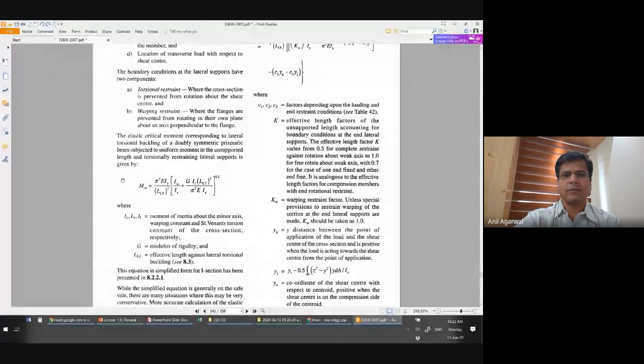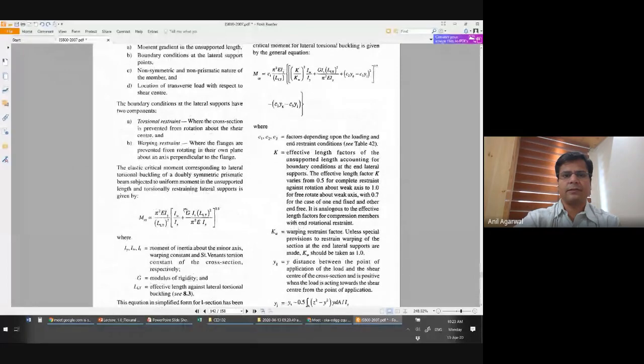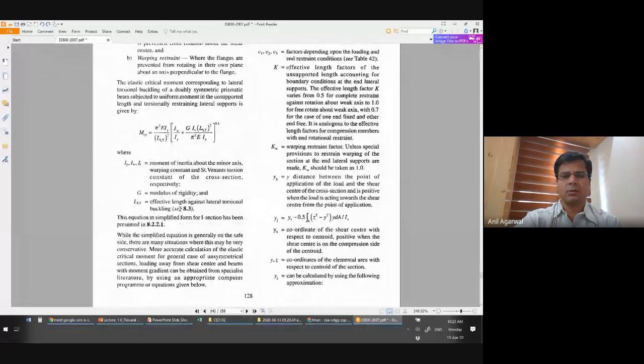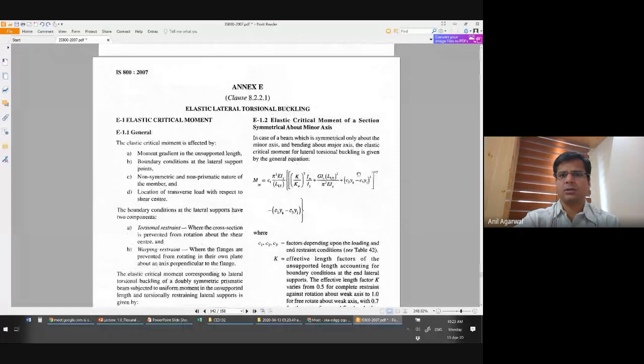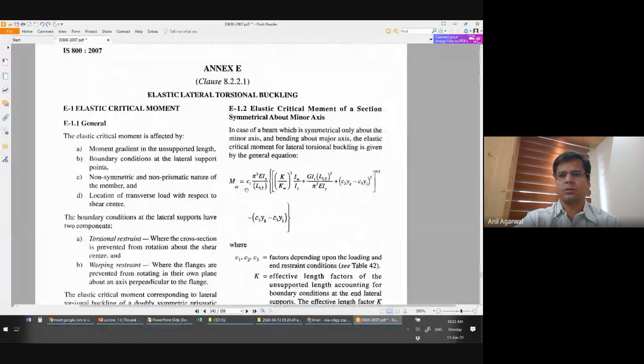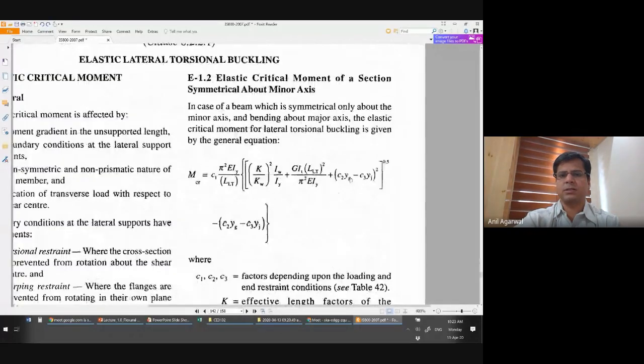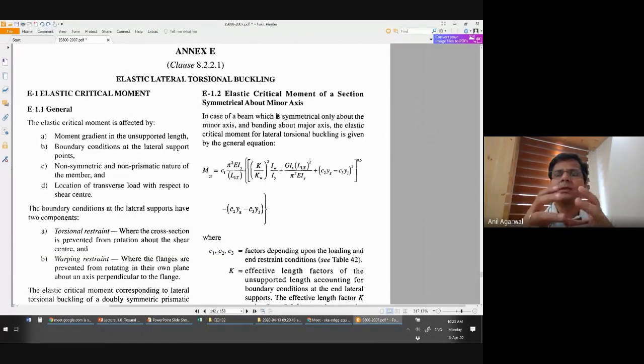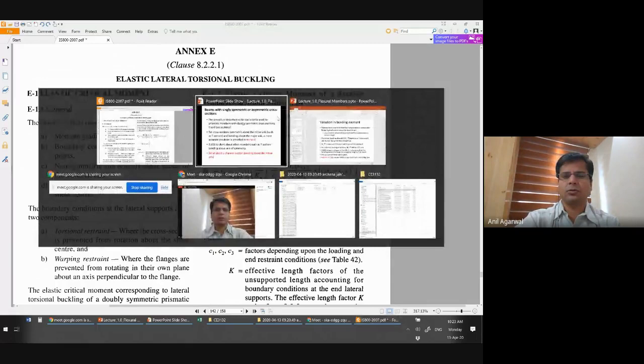This is the same formula that you are familiar with, which is valid for a doubly symmetric cross section, but this formula, again the same formula that I've just discussed, allows you to calculate M critical for a cross section that is symmetric about the minor axis. Okay, so a cross section that is symmetric about the minor axis. Please pay some attention to it. What does that mean? What kind of cross sections does it allow to be used?